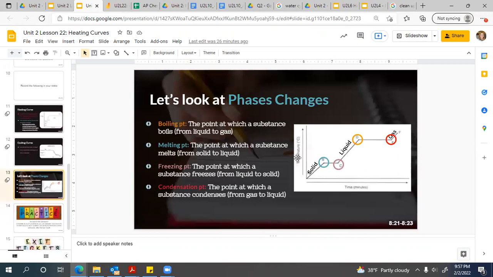Just want to point out that the boiling point and condensation point and the melting point and freezing point occur at the same temperatures, which should make sense.